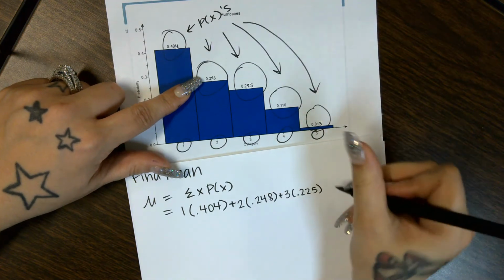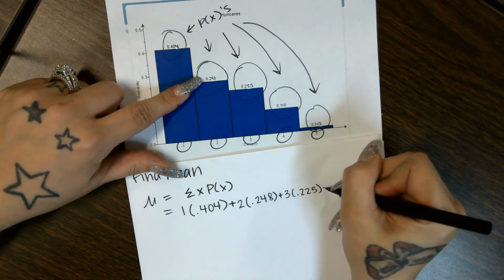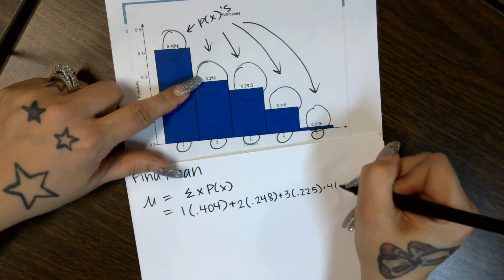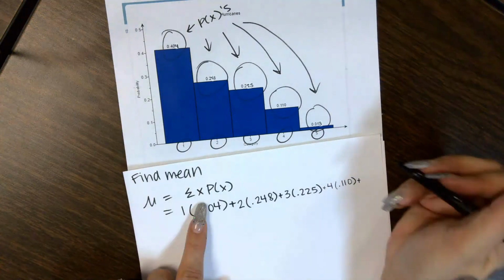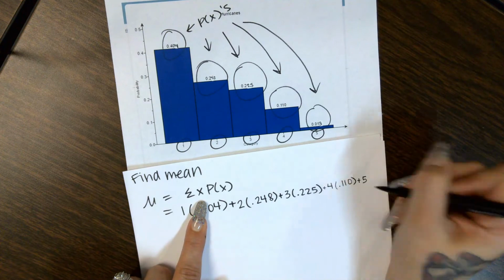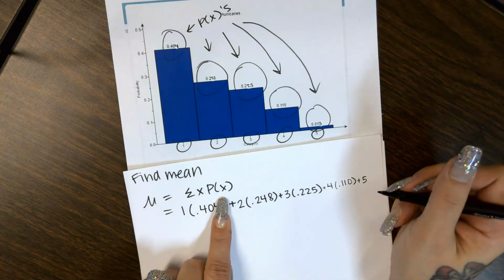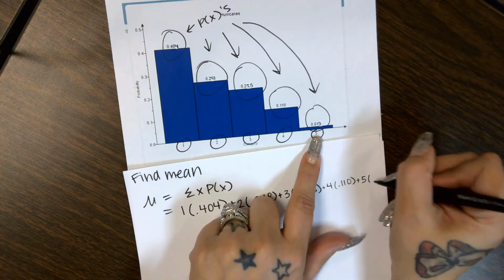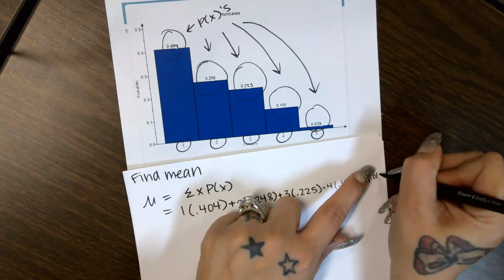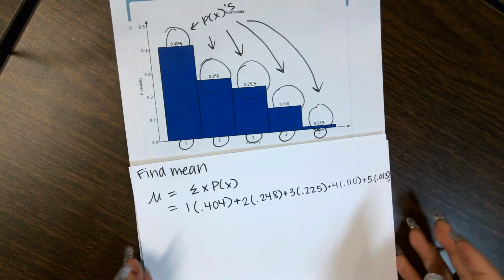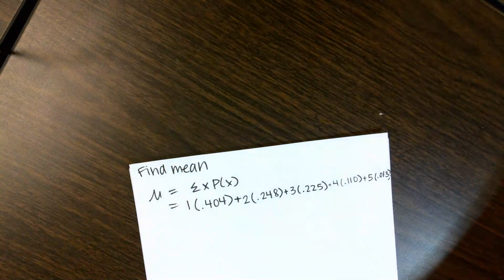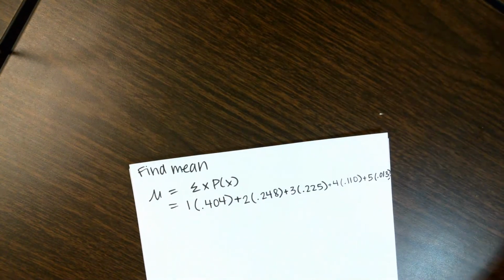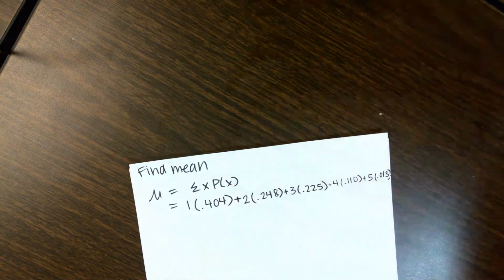I'm going to run out of room because I wrote too big. Then I'm going to add 4 times 0.110. And then lastly, I have an x value of 5 times its probability, which is 0.013. It's so smushed. And that's actually the last time you have to look at the chart. Just multiply.